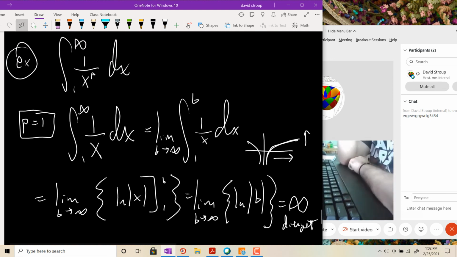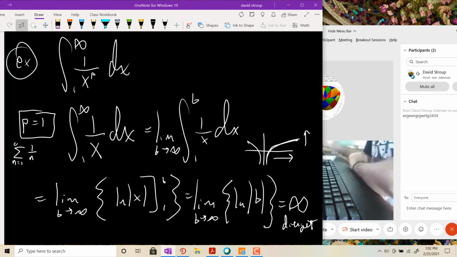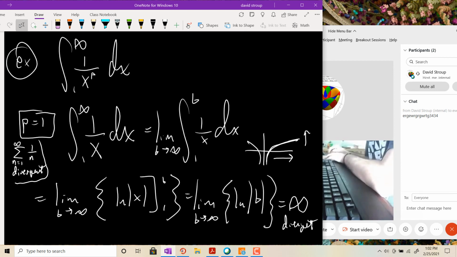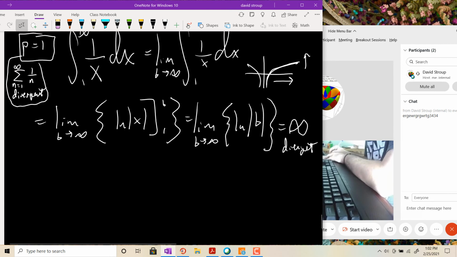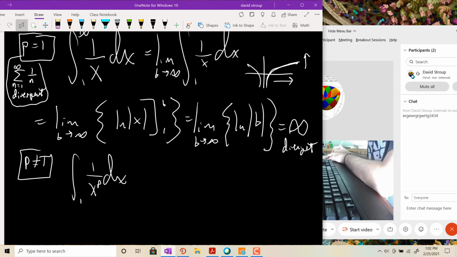We can also say the summation of 1 over n to the first power from n equals 1 to infinity is divergent. This is called the harmonic series, but that's for chapter 9. Okay, so let's look at what happens when p is not equal to 1. Then we can just use the power rule. So you have the integral of 1 over x to the p dx from 1 to infinity. I believe we want to assume that p is greater than 0.